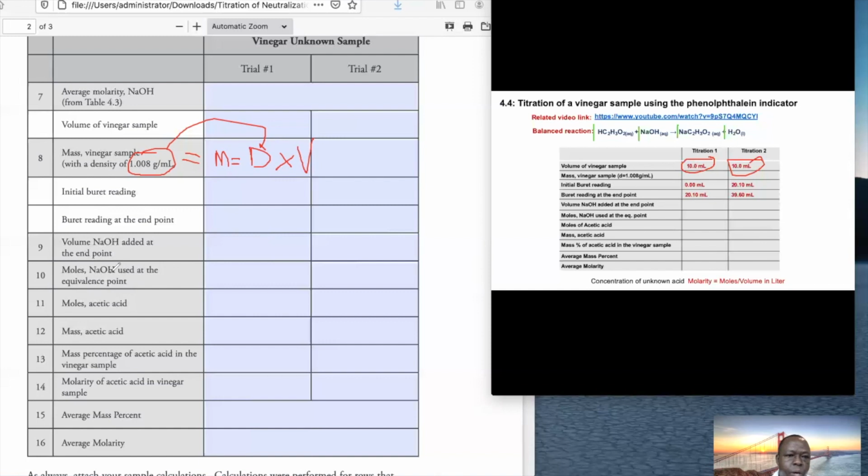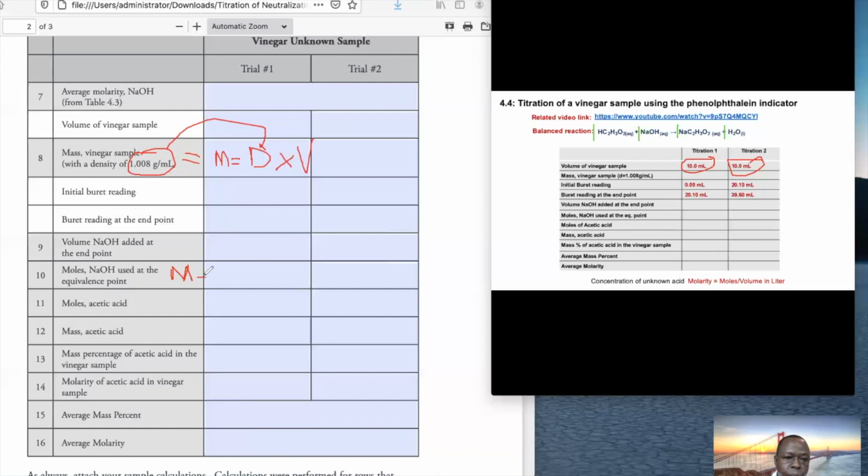Now, coming down here, number of moles of NaOH used to reach the equivalence point. Remember, here we know the molarity. You know the molarity from the previous part. This is the average. You see this molarity here. This is what you will use.